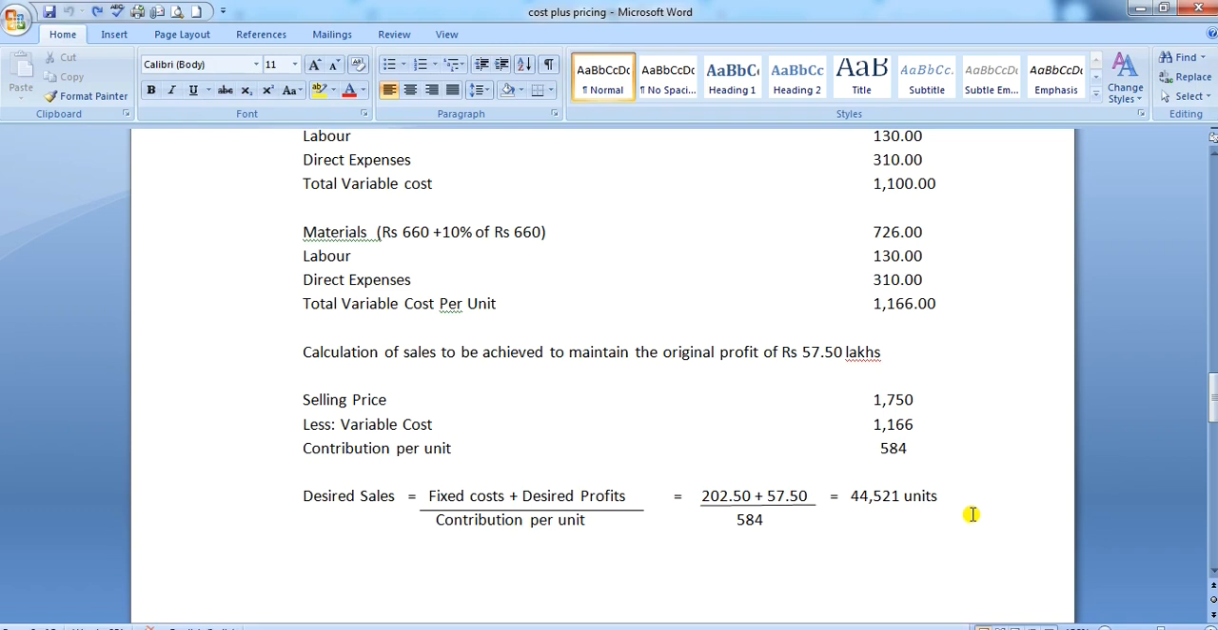Now we can find out the sales volume with the formula: desired sales is equal to fixed cost plus desired profit divided by the contribution per unit. So fixed cost has been given in the problem. So 202.50 lakh rupees plus the original profit 57.50 lakh rupees, which is divided by the contribution per unit, which is 584 rupees. So with this we get the revised sales volume, which is 44,521 units.